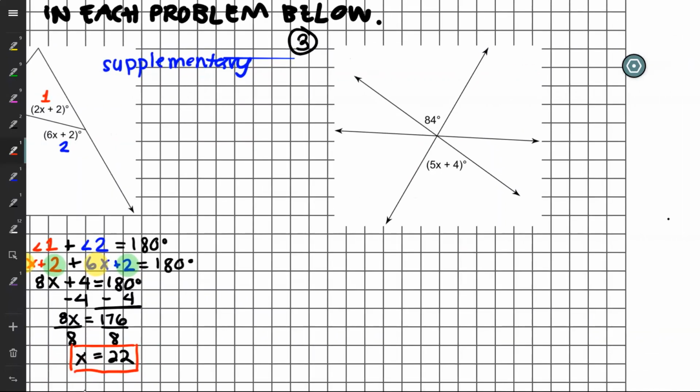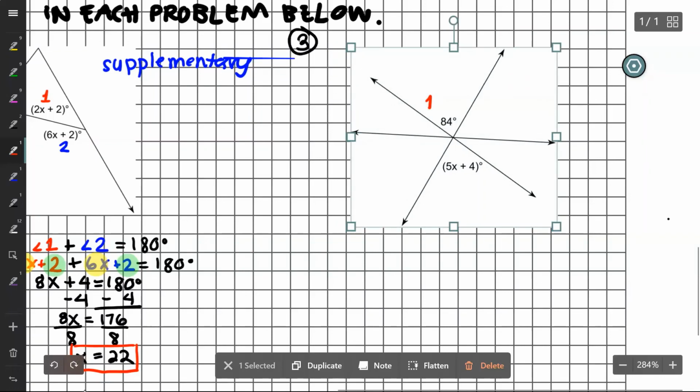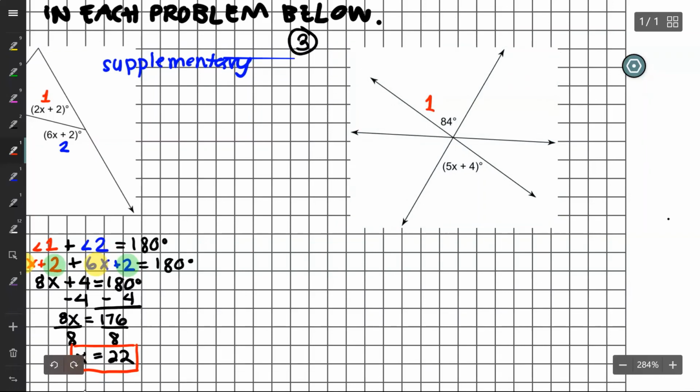All right. And my last example that I'm going to do with you guys, I have 84 and 5x plus 4, and I have my vertical angles. So I'm just going to label these as 1 and 3. So angle 1 equals angle 3. So I'm going to take 84 and write that in instead of angle 1 equals 5x plus 4. And then all we have to do is solve for x.